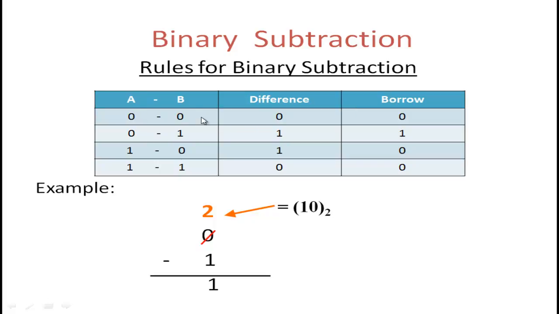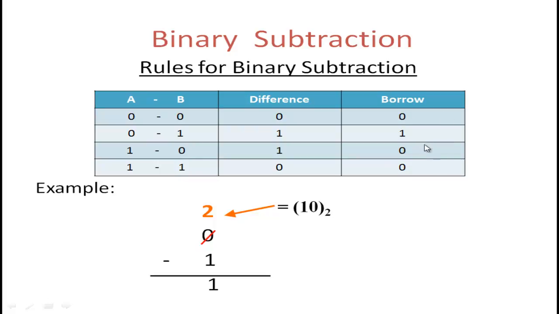For example, 0 minus 0, difference is 0, borrow is 0. Easier one. 0 minus 1. In this case you have to subtract 1 from 0, so a borrow is a must. So here difference comes 1 and borrow is 1. 1 minus 0 is a simpler one, that is subtracting 0 from 1 is 1 with no borrow. Fourth one is 1 minus 1 equal to 0 with no borrow.